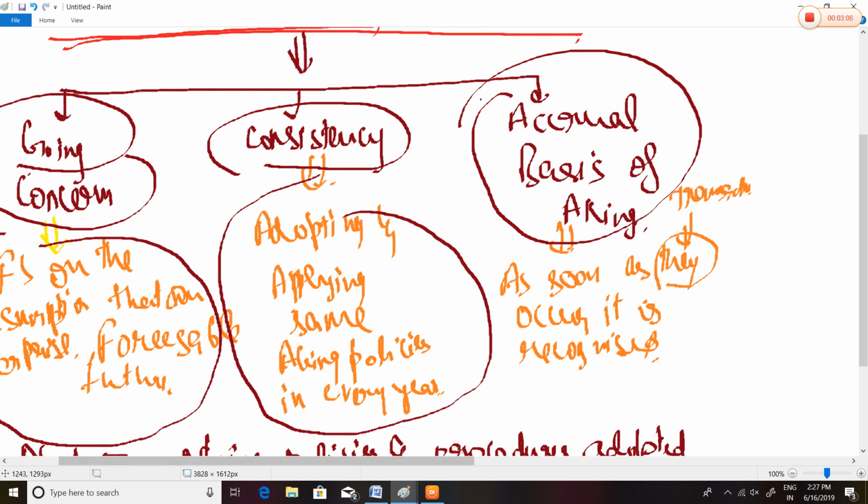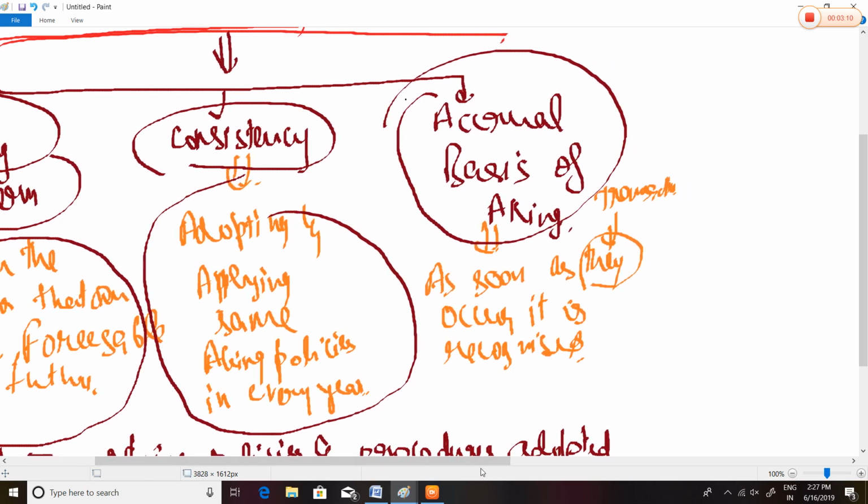Now, accrual basis of accounting. I hope you know what accrual basis of accounting means. It means as soon as a transaction occurs, it is recognized. For example, if any income has been accrued, whether or not the cash has been received, we have to recognize that in the profit and loss account. Or if any expenditure has occurred but the cash has not been paid by the entity, it is then also to be recorded in the financial statements of a company.